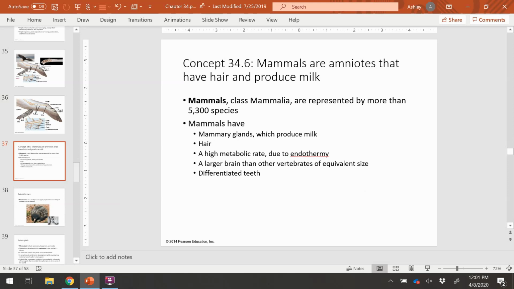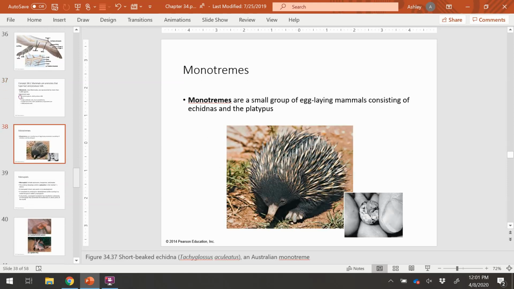And so teeth that are made for tearing apart rough material like meat or plant material, which is more of a grinding motion. And so the two most important ones are the milk and the hair. And so in mammals, there are three groups: the monotremes.